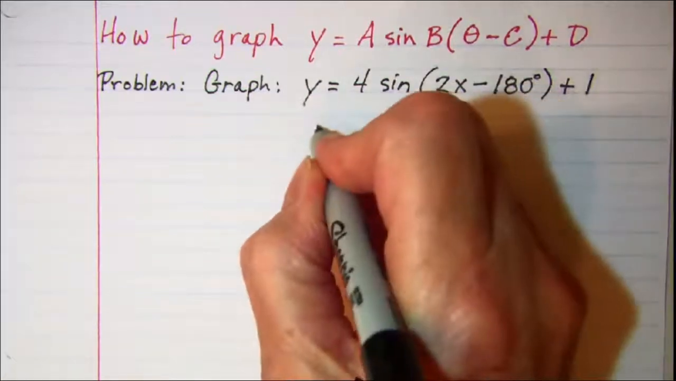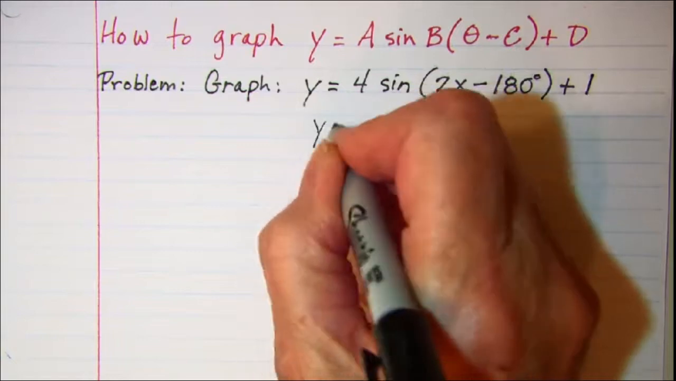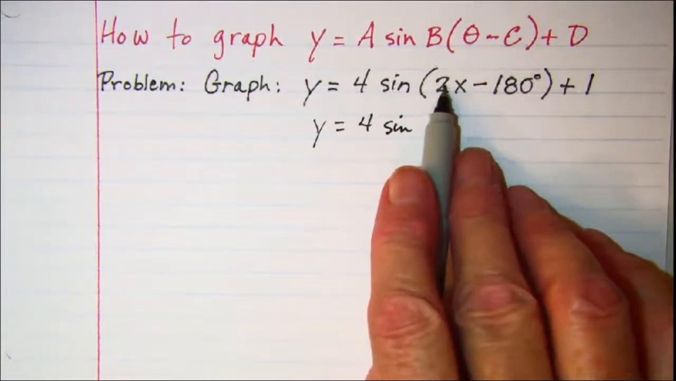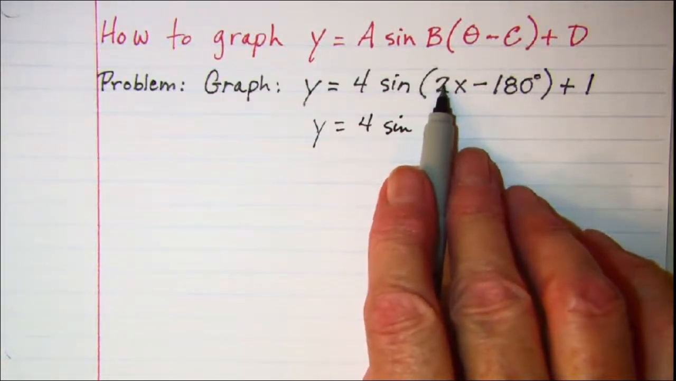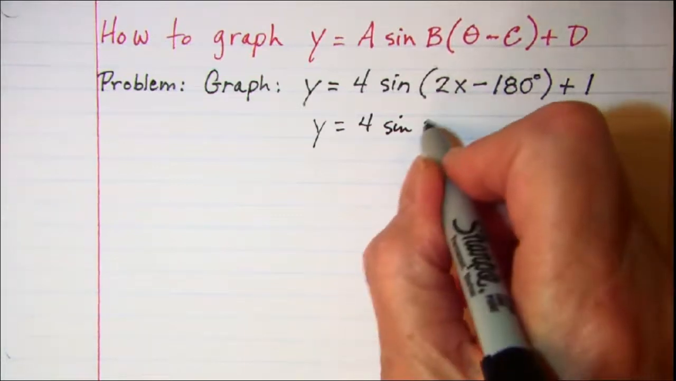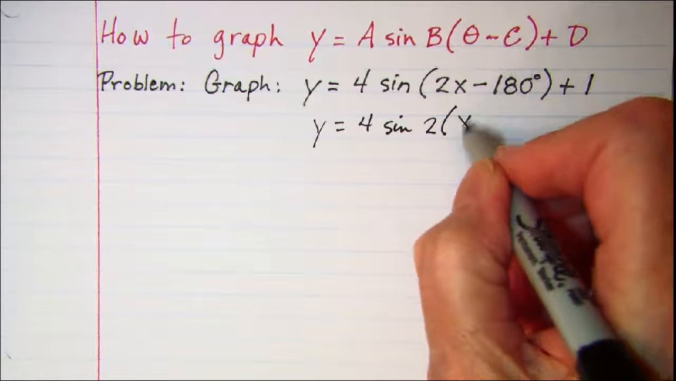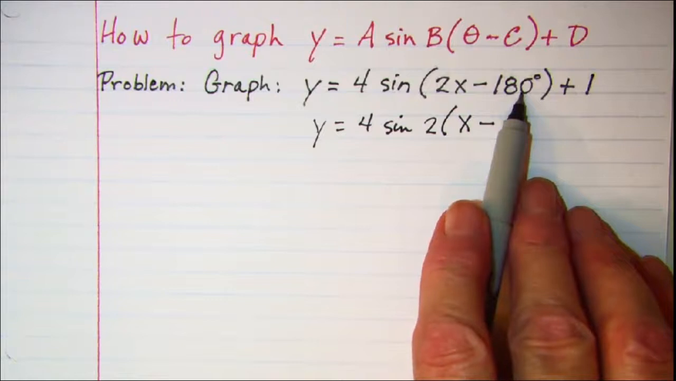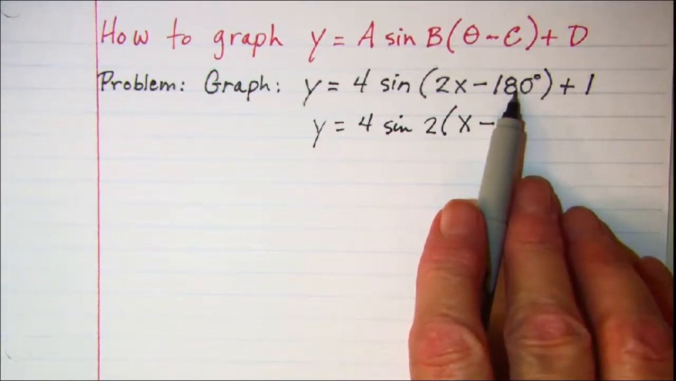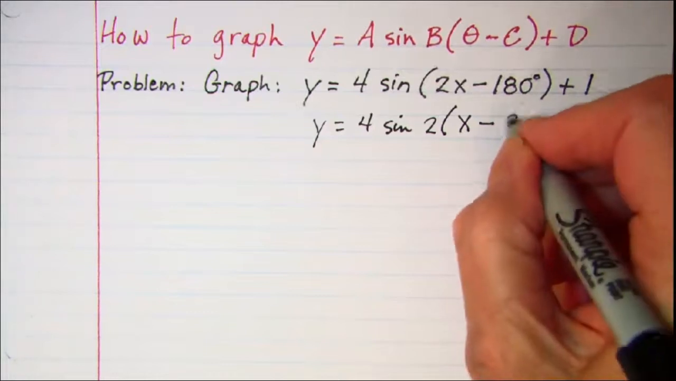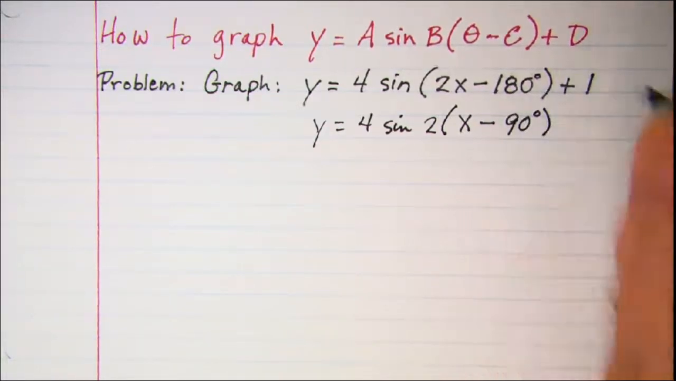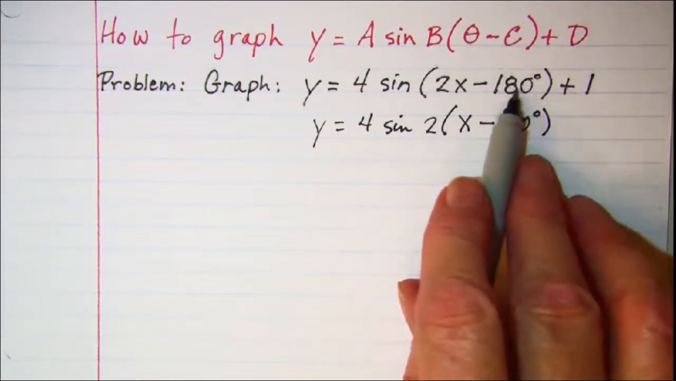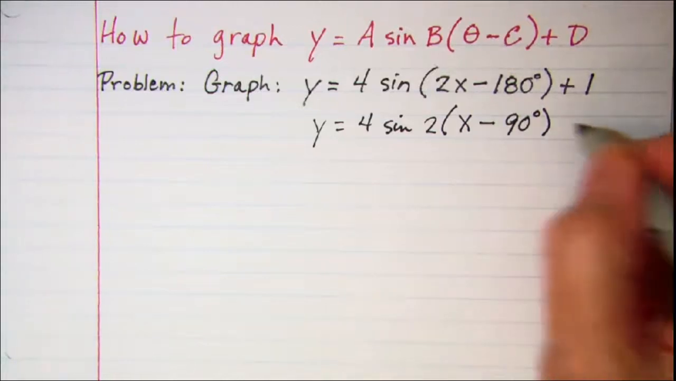So let's do that. We have y equals 4 sine, and then I know that my b is 2 here, because when I pull that 2 out, then I'll have x by itself. So 2 times the quantity, x minus. Now you have to also factor it out of this term as well. So we divide the 180 by 2, and we'll get 90 degrees left inside the parentheses. You can check yourself by distributing the 2 back in there to see if you do get this term. And then we have plus 1.